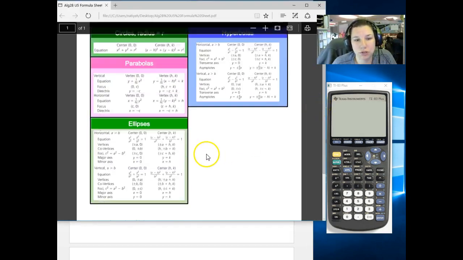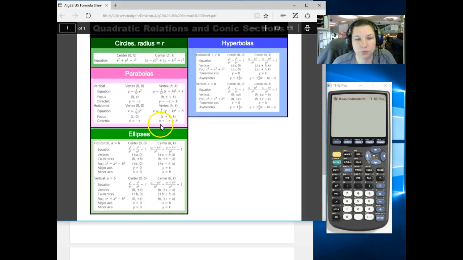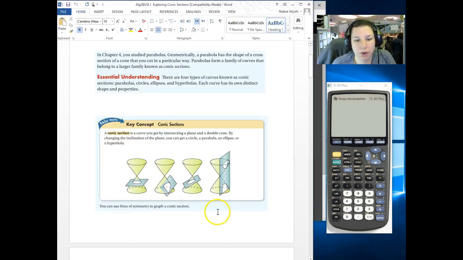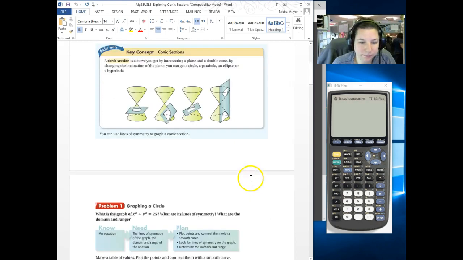And on your formula sheet, you have circles, parabolas, ellipses, and hyperbolas. So they'll have all the formulas that you need and a reminder of what kind of shapes we're going to be dealing with. These just show you where they get that term from, so you can get the circle, the parabola, the ellipse, and the hyperbolas by intersecting a cone, which is why they're called conic sections.